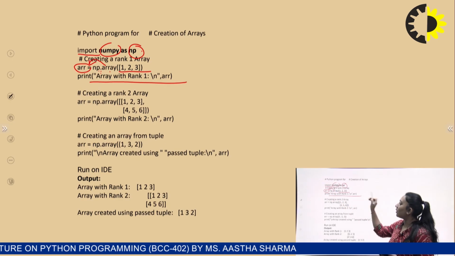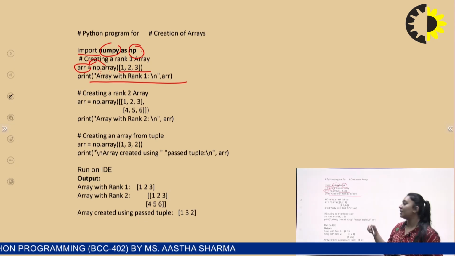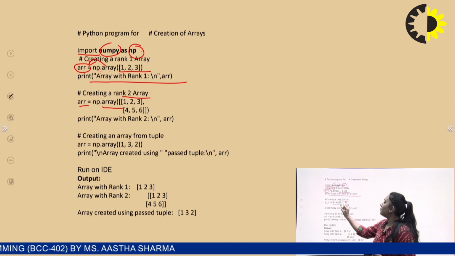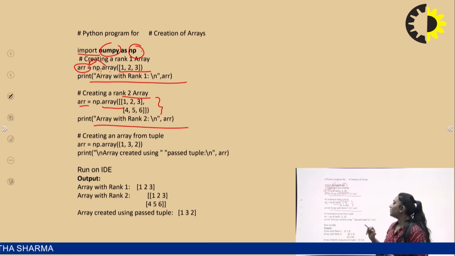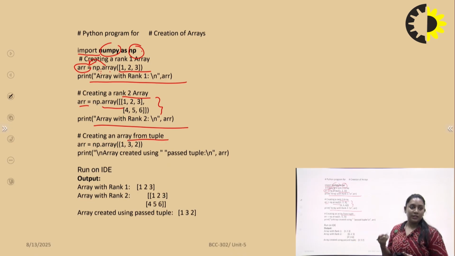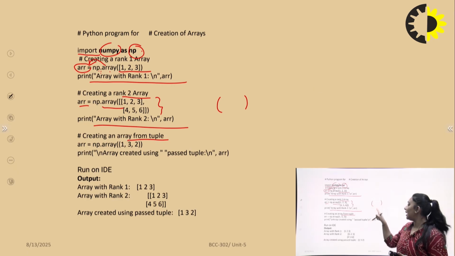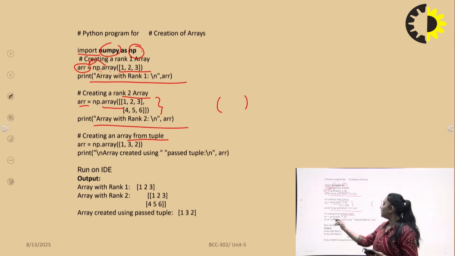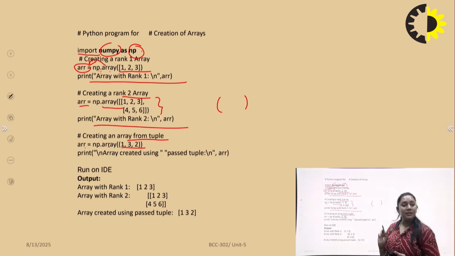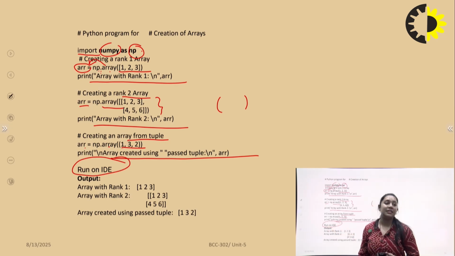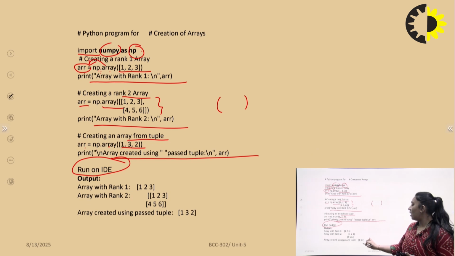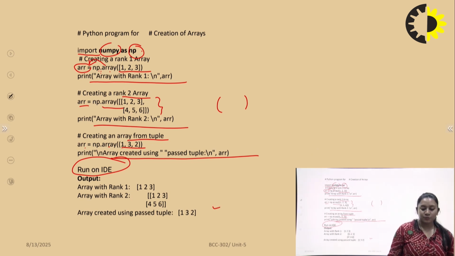Next is printing the rank of the array, and in the same way you can create a rank 2 array, right? Array, then np.array with two lists. Next, printing the array. Next is creating the array from a tuple also. In Python programming, you can create your tuple with the help of brackets, right? So array equals np.array with these elements. Next is printing the elements. Next, run it on the IDE, the integrated development environment. So here is the output. Whatever elements were present in the code can be implemented with the help of the NumPy package.